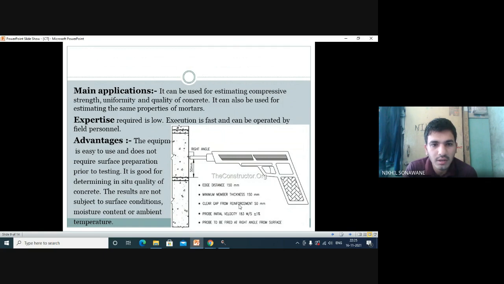And main application, it is used to determine uniformity, quality, compressive strength of the concrete, and as well as some properties of the mortar. Expertise required is very low, and even the field personnel can execute it. And then the equipment is also easy. Advantages: equipment is also easy to use, as well does not require the prior surface preparation as was required in the earlier test. Then results are not subjected to surface conditions or moisture content, which was subjected in ultrasonic pulse velocity method.